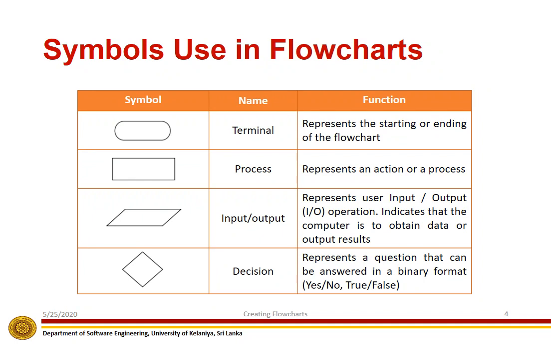Then the next symbol is the rhombus, or we can say the diamond shape. We call it the decision symbol. It represents a question that can be answered in binary format, simply yes/no questions. Flowcharts will turn in two directions based on this question. One path is for what happens if it is true, and the other path is for what happens if it is false. We can use this to represent selection and repetition structures with the other symbols. For example, is this number larger than 10? Has the count been reached? Like that. One question we can write inside the diamond shape.